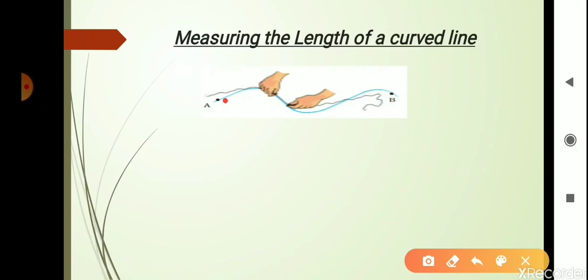Then we'll try to measure the next straight portion of this curved line, however small it may be. Then we'll proceed along this curved line by measuring small straight portions, and we'll proceed like this until we reach the B mark. Here again we can tie a knot, and then we will keep the thread straight and measure the thread between these two knots on a scale.